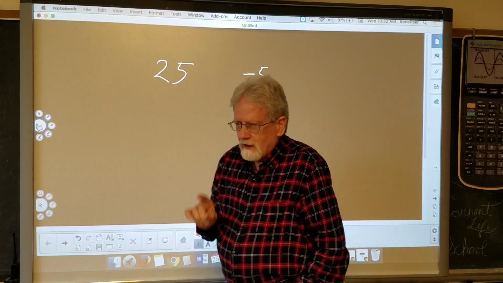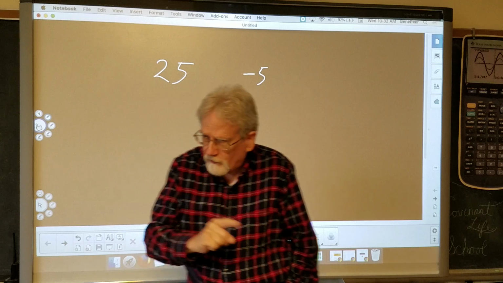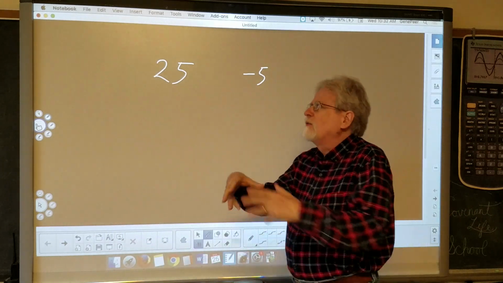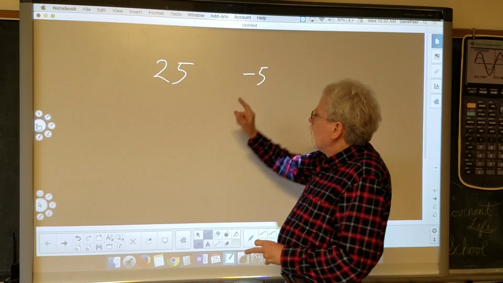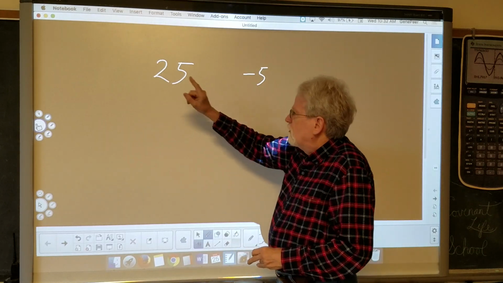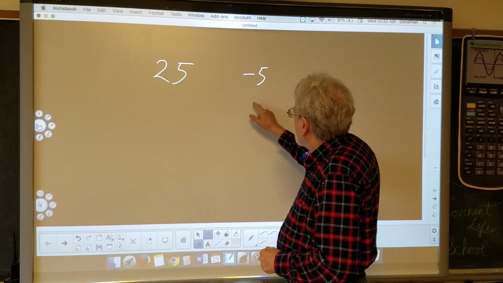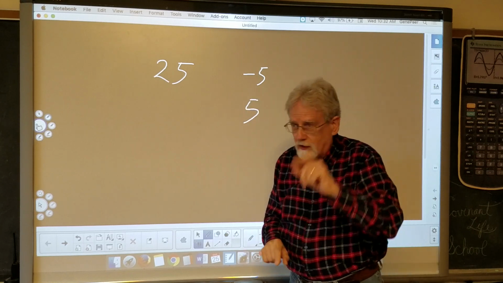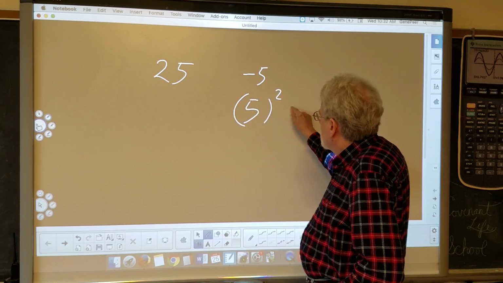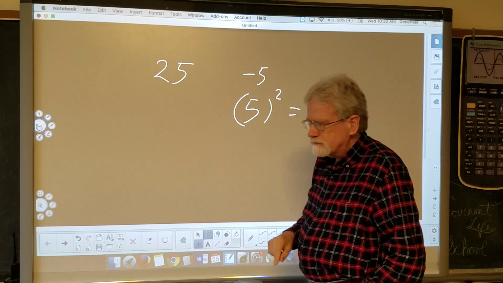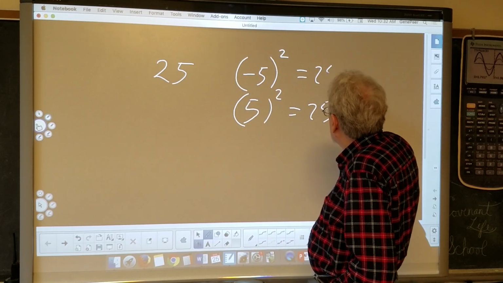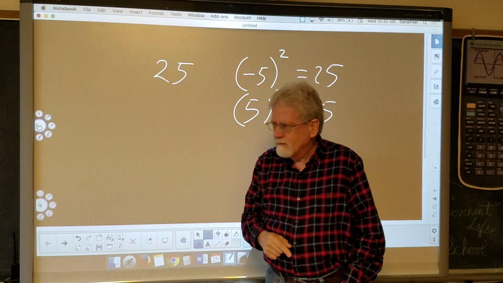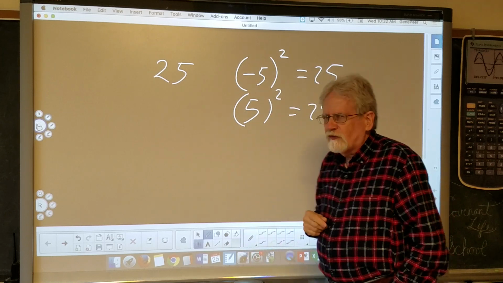25 has a square root of 5, but it also has a square root of negative 5. Why is that? Because what does it mean to take a square root? What number, when multiplied by itself, gives 25? Well, negative 5 works, 5 also works, because 5 squared is 25. Negative 5 squared is also 25. They both work. So 25 has two square roots.